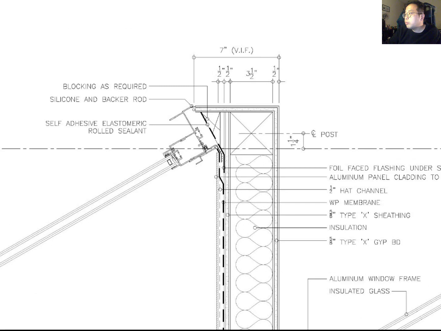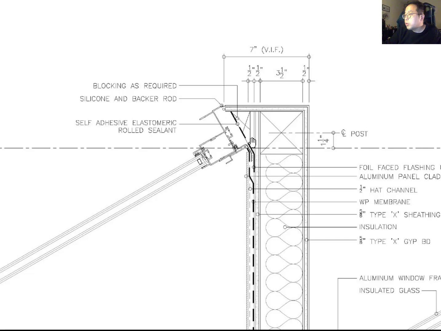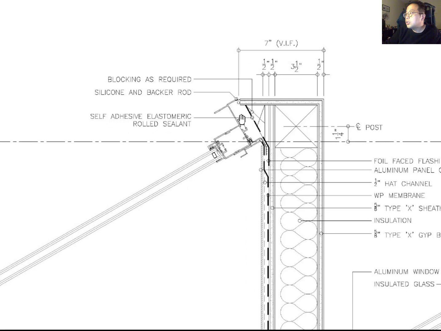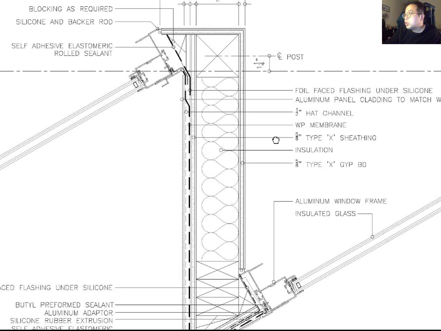Anyway, after that, to make the angle, we use this blocking. It's an angled blocking. It supports and holds this angled glass. That's why we make the angled, triangular-shaped blocking, add the framing, and add this window system to make this angle. First, you can see the detail.